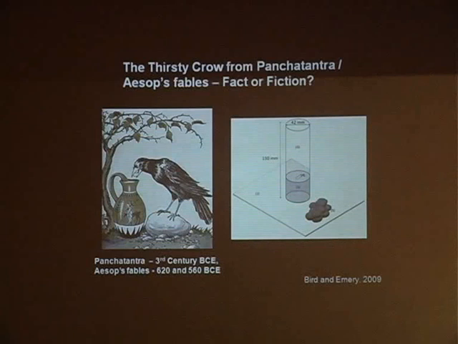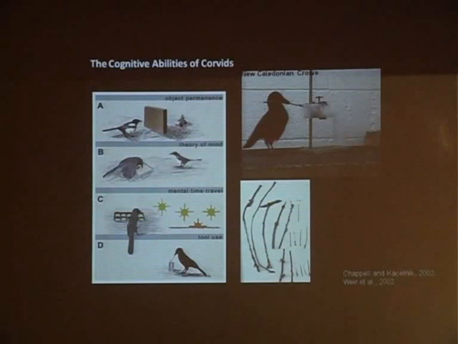Besides the raising of the water level, there were other cognitive abilities that corvids are known for, and these are across many different species. So magpies, for example, are known to display object permanence. Besides, there is a theory of mind, mental time travel, and tool use, which I will talk about across different species. So the specialists on tool use are a species of birds called New Caledonian crows.